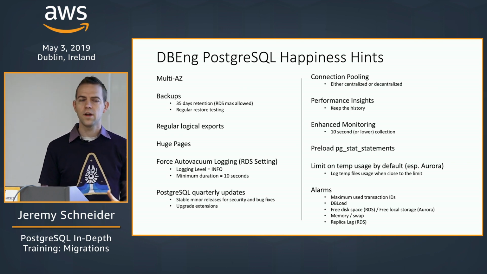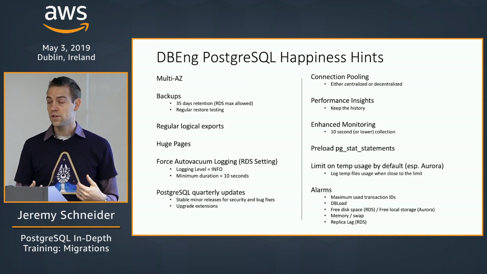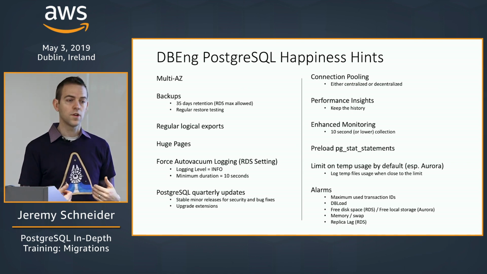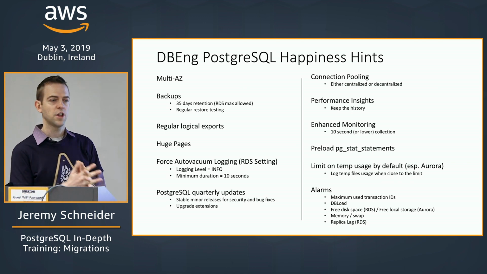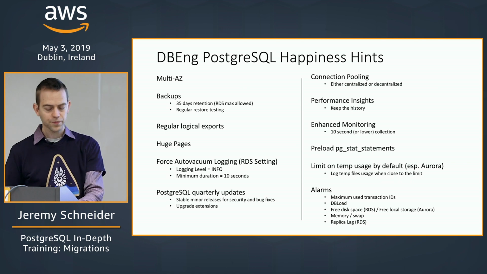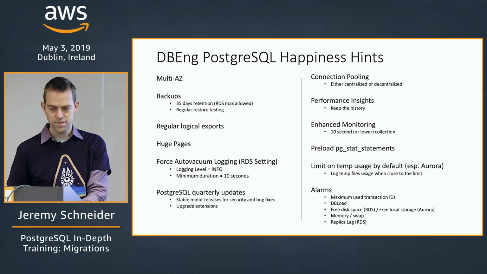So this is something that I'm trying to get the message out about. These are things that, at least me personally, as a database engineer at Amazon, I consider really best practices for your production databases on AWS. Postgres. Okay.